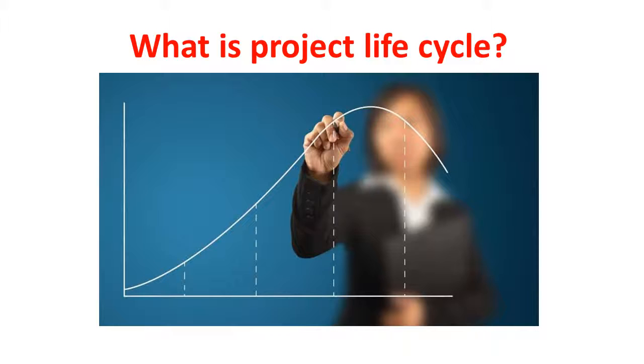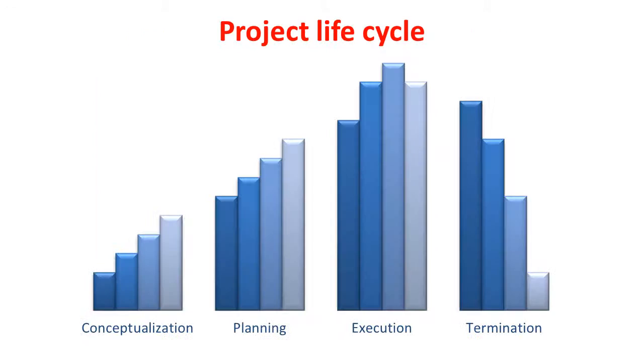Have a look at a simplified model of the project life cycle. Four distinct phases of project development can be identified. They are labeled conceptualization, planning, execution, and termination. The bar chart shows the need in man-hours as the project goes on. The peak of man-hours needed comes in the execution phase.